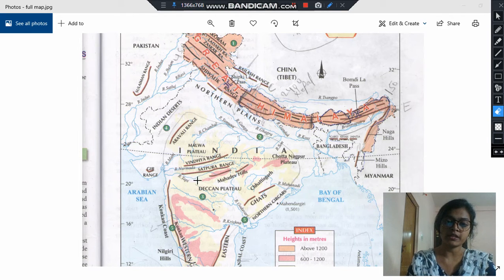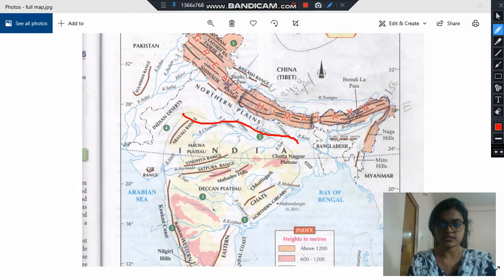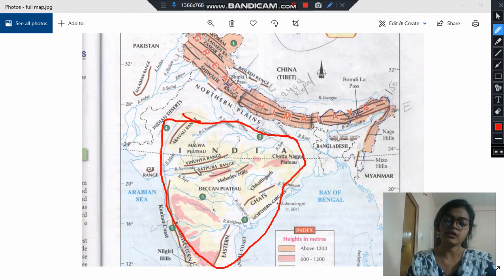Then after northern plains we have peninsular plateau. You see this triangular shape, this is peninsular plateau. Let me show you. So yes, this is peninsular plateau. You see this is in triangular shape, this goes like this. So broad head on the north and narrow apex in the south. This is peninsular plateau. Peninsular plateau is actually divided in two parts by Narmada river.